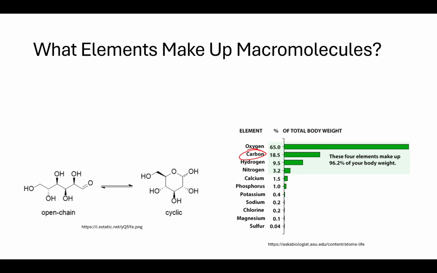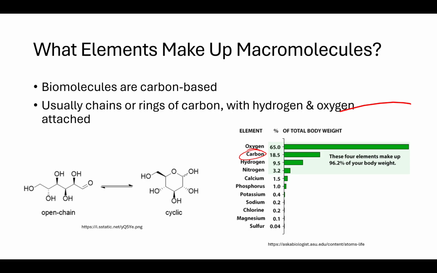So we are carbon-based life forms. That is because all of our biomolecules are made usually of either chains of carbon or rings of carbon. So in these diagrams, these are actually some models of glucose, and what you can see is everywhere you don't have an atom written, it's actually carbon.